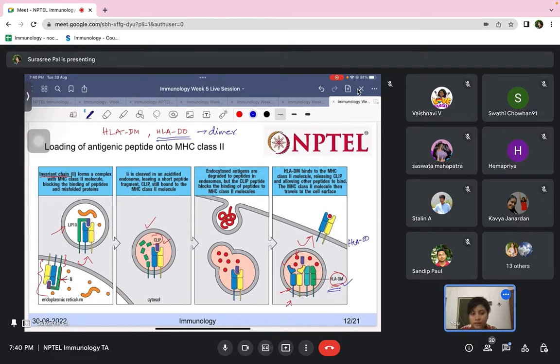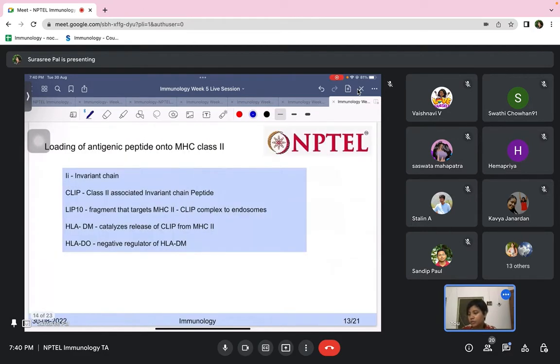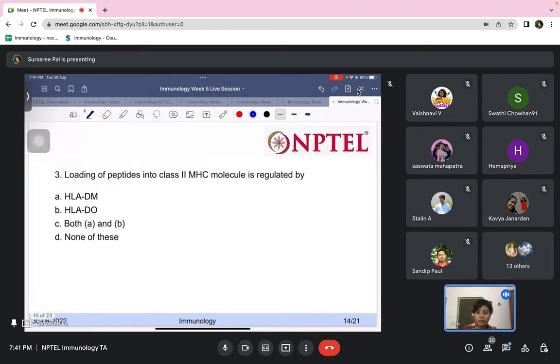Alright, if there are no questions, these are the terminologies used in the previous slide: the invariant chain, clip, HLA-DM and HLA-DO. Now I'd like to go on to some questions here. Please try to answer them.